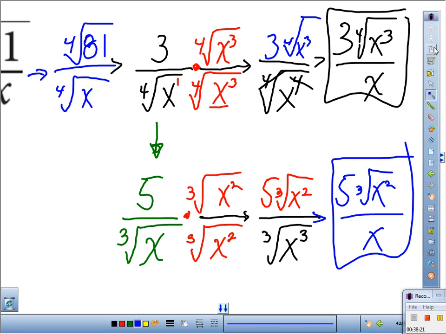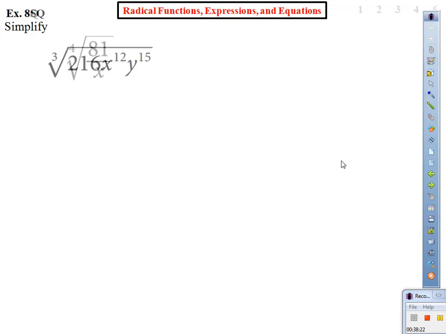A multiplication one? Copy that one. There you go. No, we did one similar to that. Let's see if you can start it, please. Hurry up. Copy that. Example 8: cube root of 216x to the 12y to the 15. All right.